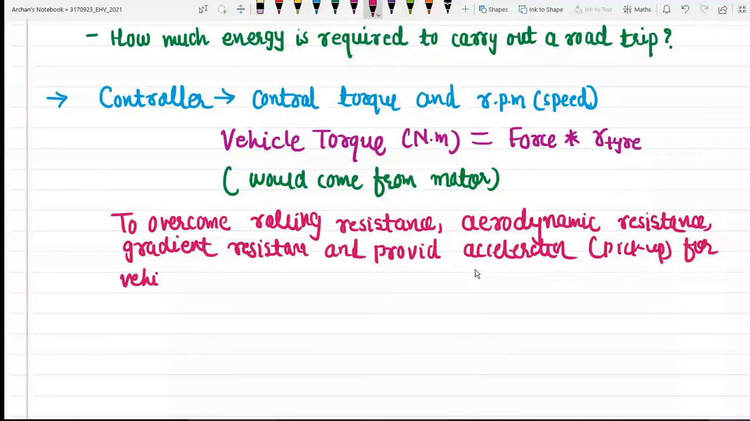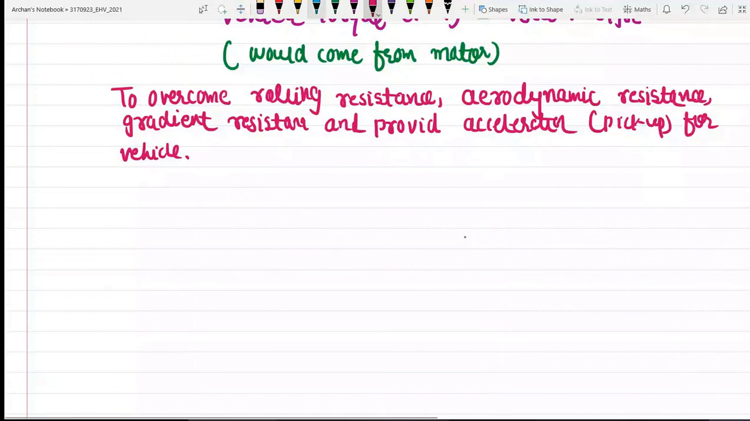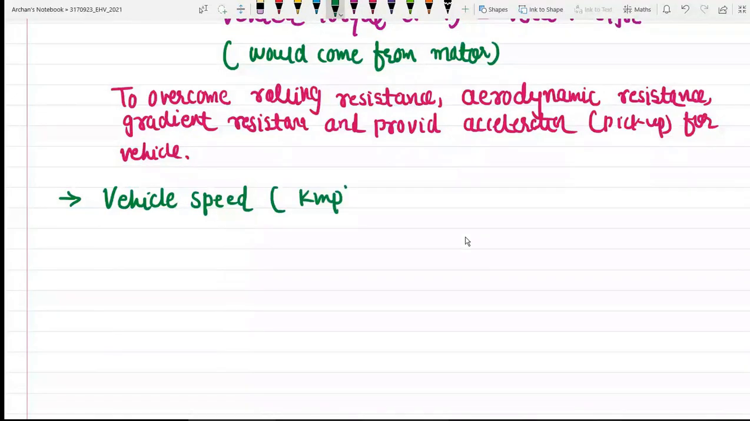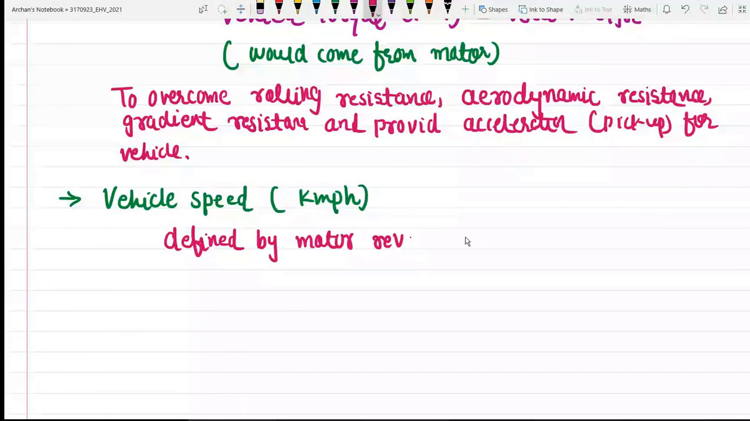Okay, so this torque will get the vehicle speed. So what is the speed that we get? Generally when we talk about the vehicle speed, that vehicle speed is measured in terms of kilometer per hour, and it is defined by motor revolutions per minute.